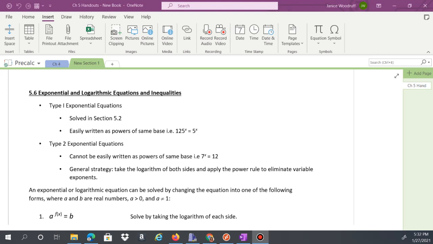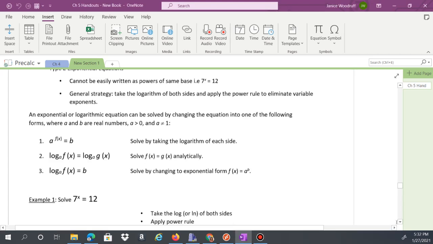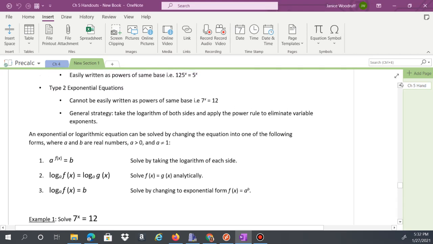All right, so we have exponential and logarithmic equations and inequalities. There are two types of exponential equations. Type 1 are the easier ones, where you can easily rewrite them as powers of the same base, which is what we did in 5.3. And type 2 is where you cannot rewrite them as the same base. For example, 7 to the x equals 12, they do not have a power in common.